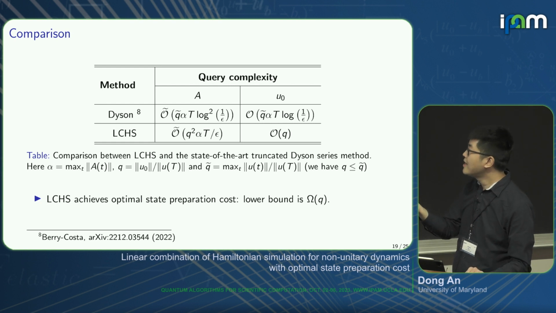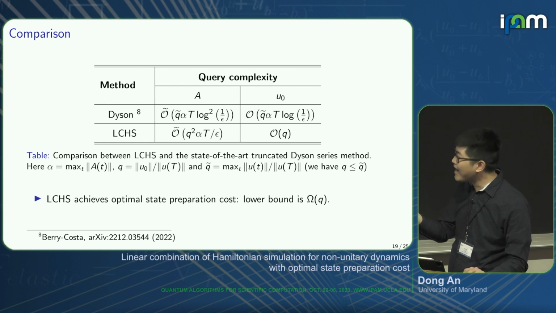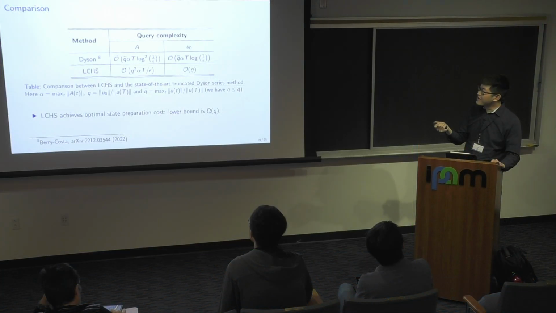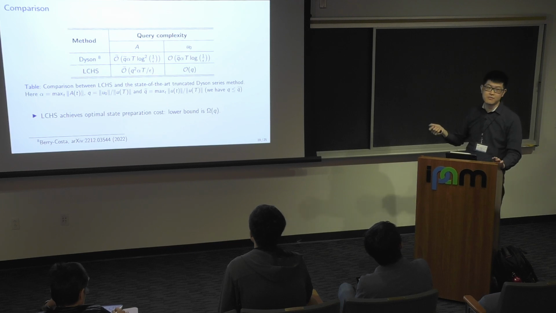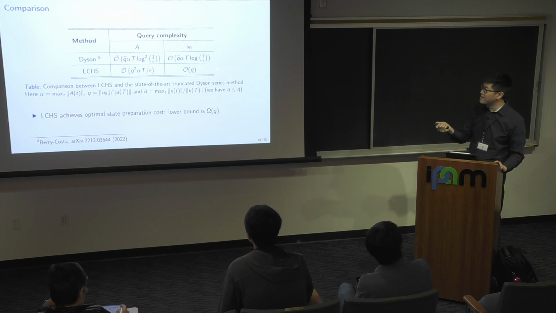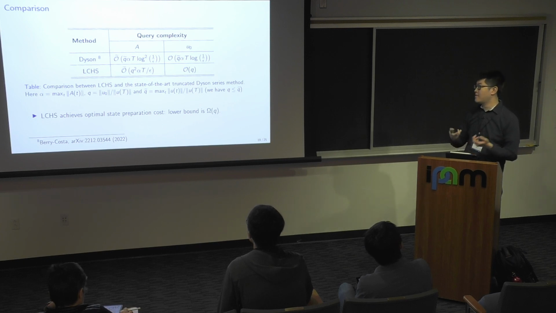for the initial state. However, if we look at the truncated Dyson, the state preparation cost will be very high. It has this parameter Q. Actually, technically, it will be another parameter Q, which is even larger than this standard Q. And it involves some other parameters, for example, alpha, which is the spectral norm of my coefficient matrix, and it will also have some time dependence and some dependence on the precision. So we have some extra parameters. But in our algorithm, we avoid all the explicit dependence on the spectral norm, the time, and the precision in the state preparation oracle.